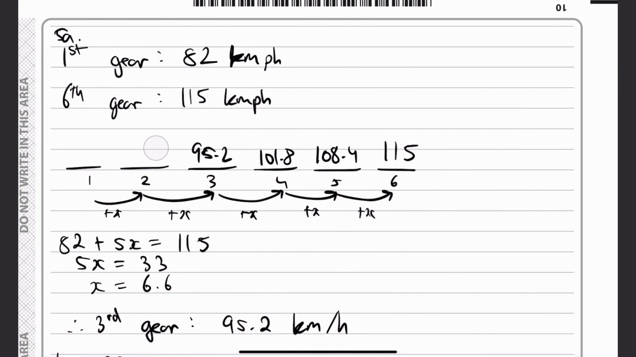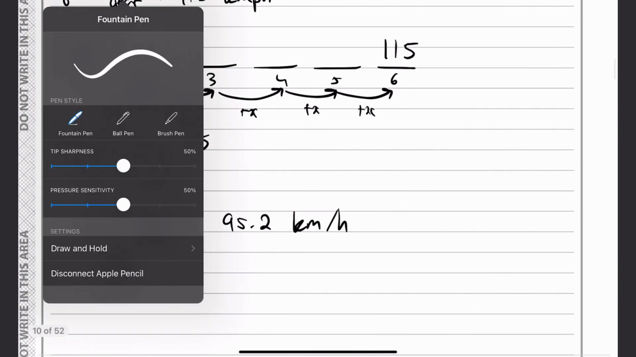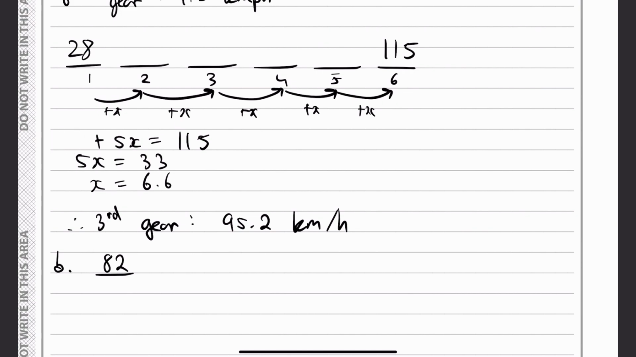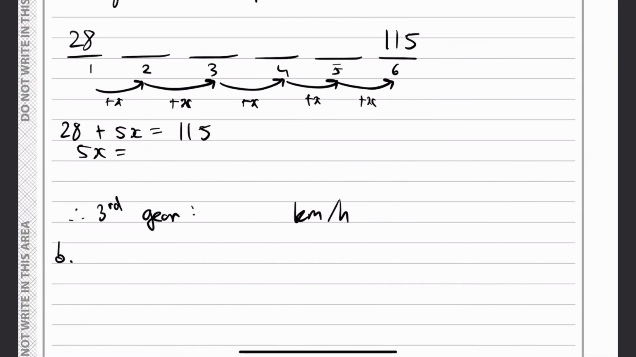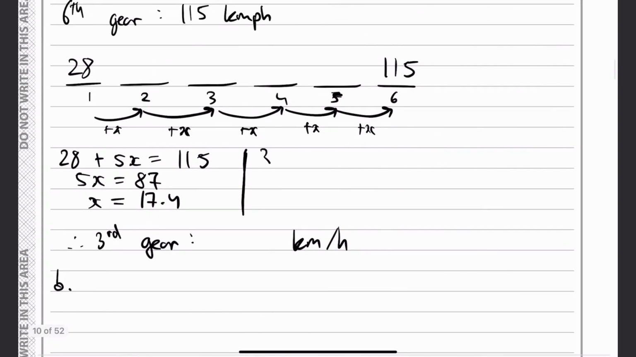Okay, let's fix our little errors. So it's actually 28, which means this algebra is wrong, so is that number. Okay, so 28 plus 5x, so 5x is actually going to be equal to 87, so x is equal to, what's that, 17.4.